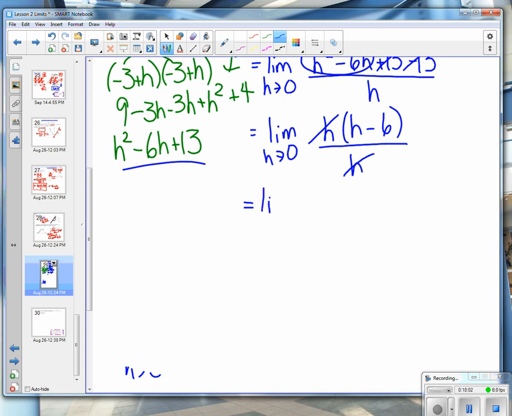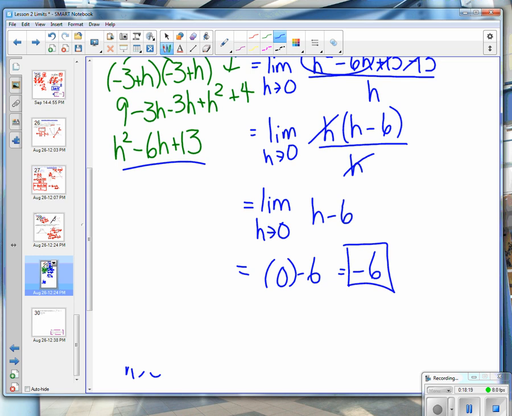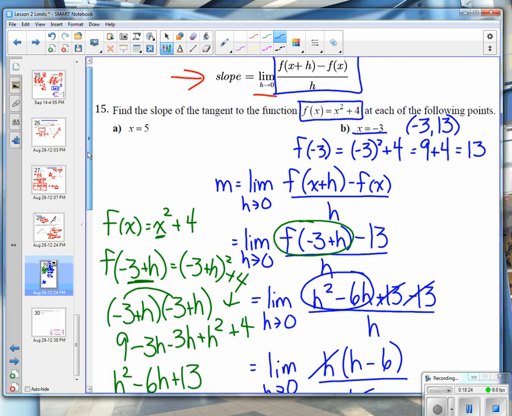And now we've got the limit as h approaches 0 of h minus 6. Now we're at the stage where we can absolutely substitute it in. So I've got 0 minus 6. So we know that our slope at this stage is going to be -6. Again, what is -6? It's the slope at the point on my curve of -3, 13. Okay, so double check that, make sure you're good.